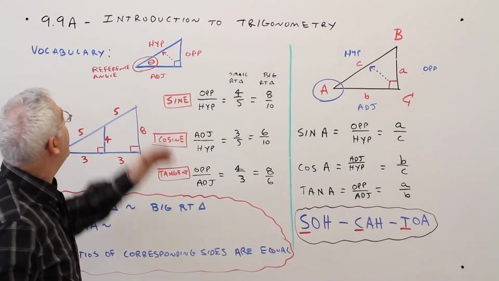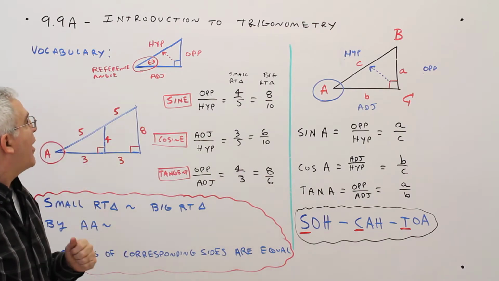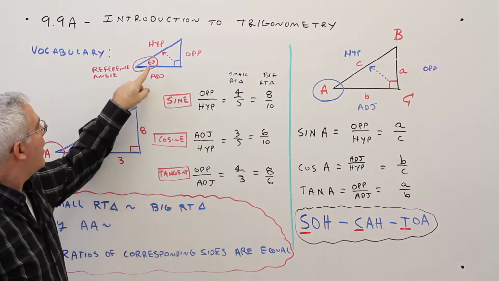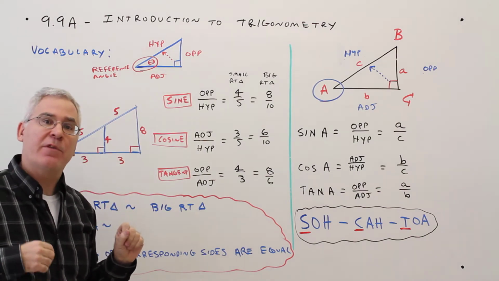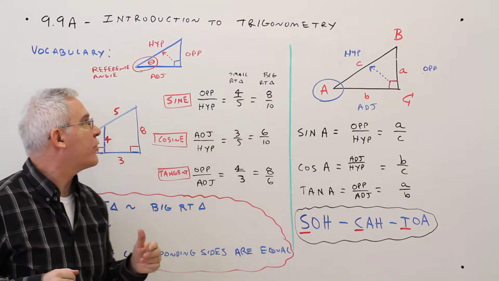Welcome to video 9.9a, Introduction to Trigonometry. Let's start off with some basic vocabulary. I have a right triangle shown here, and I've got a reference angle that I've labeled as theta. That's a Greek letter which denotes angle or angle measure.